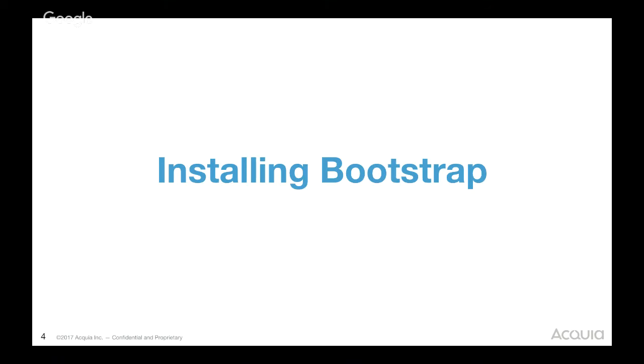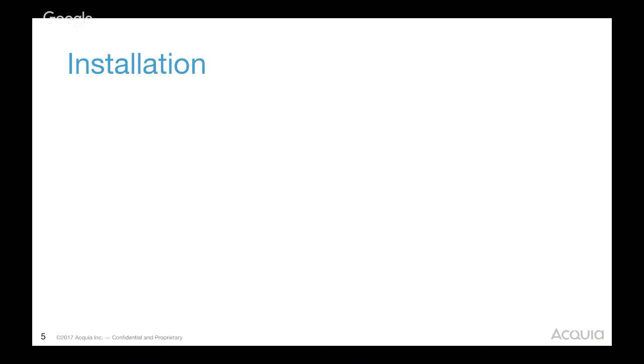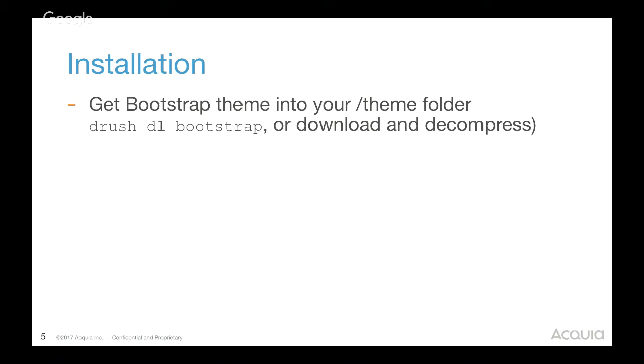First step, installing the Bootstrap theme. All you have to do is download and install the Bootstrap theme, which is on Drupal.org, project Bootstrap, and put it into your theme folder. We no longer use sites/all/themes. Straight into your theme folder. If you're a Drush user, wherever you are in your Drupal install, just run drush dl bootstrap and it's done. Otherwise, you have to download the tar or zip file and decompress it into your theme folder.